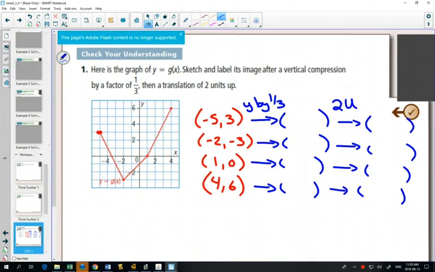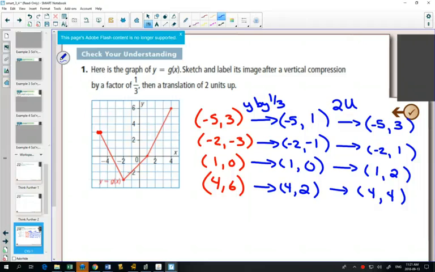We need to do the 1/3 first. That's just going to affect the y value, so all of my x values are going to stay the same. And multiplying by 1/3 will change my y values. Then after I get that new point, now I have to shift things 2 up. Again, my x values are not going to change. Add 2 to each of my y values. And we get our final points.